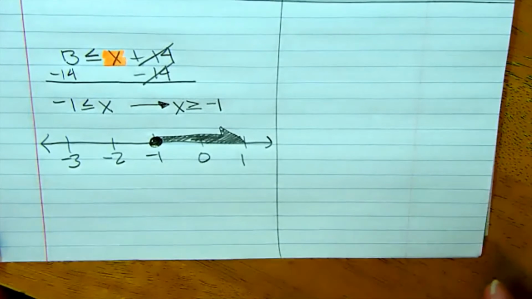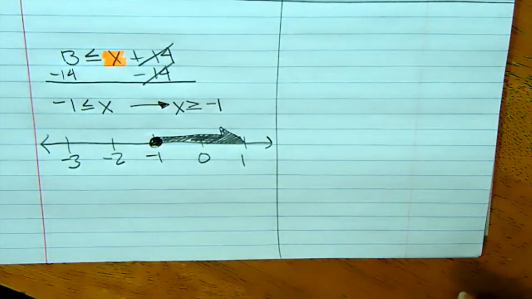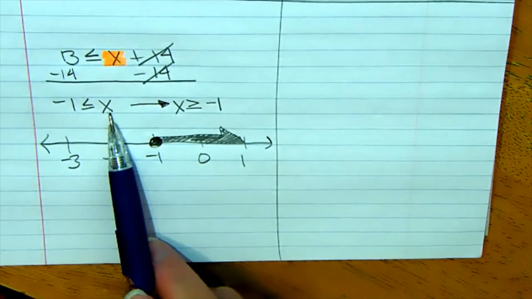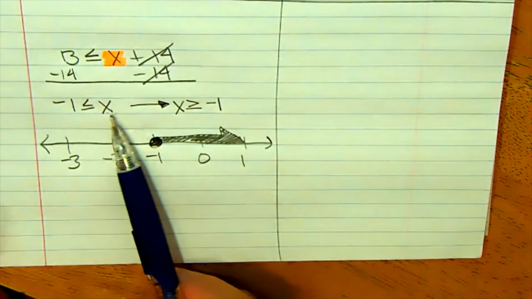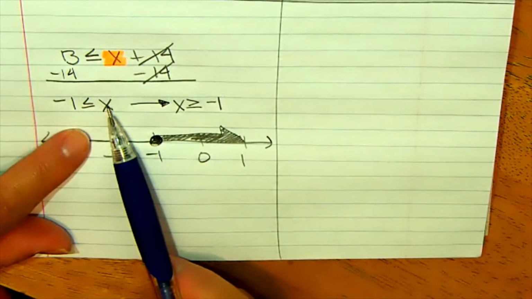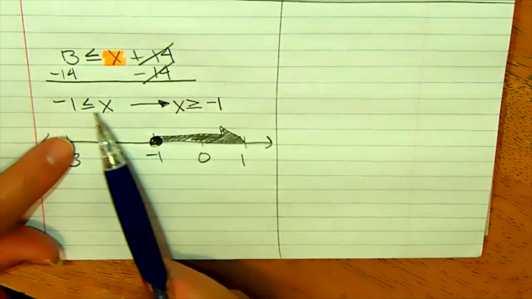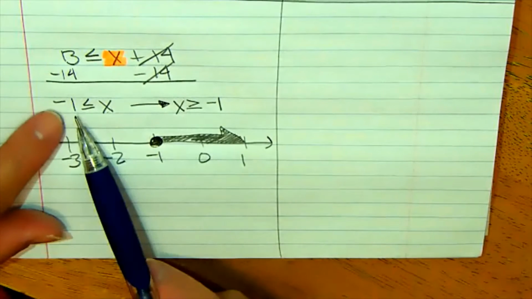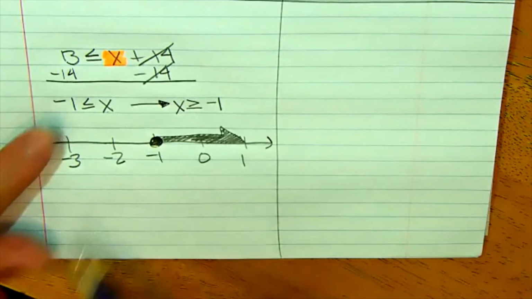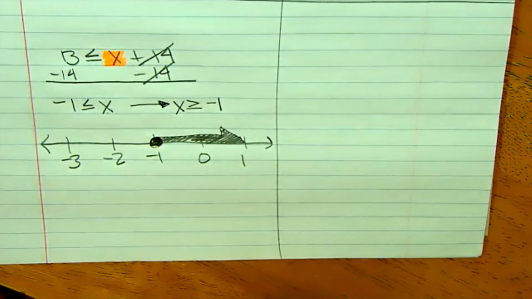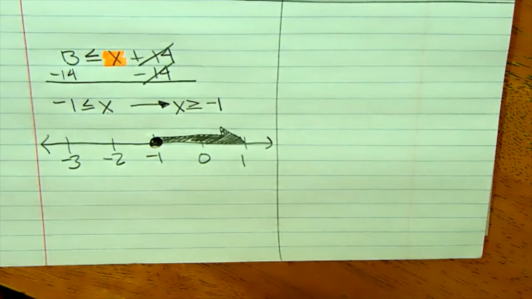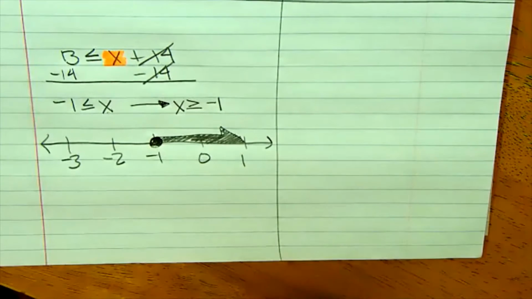So when I'm graphing and I'm saying it in my head, I always like to start with the variable because it makes it easier to graph. So in this case, since the variable is on the right, I'm going to read it backwards. X is greater than or equal to -1. It's always easier to graph when you start with the variable.